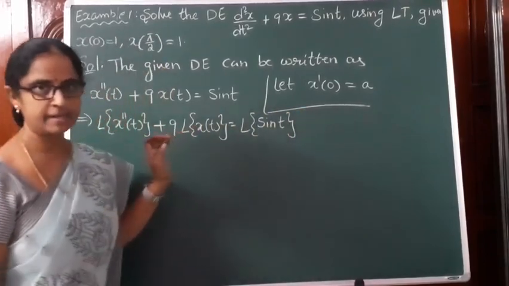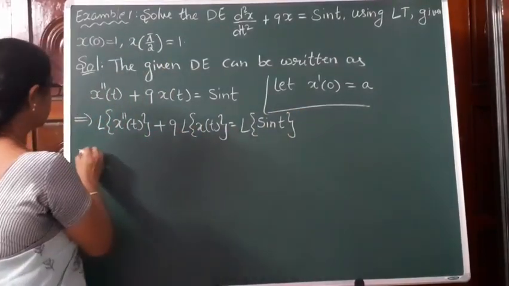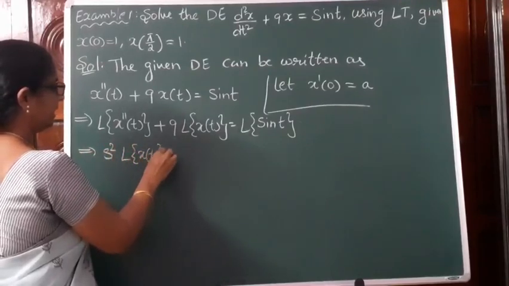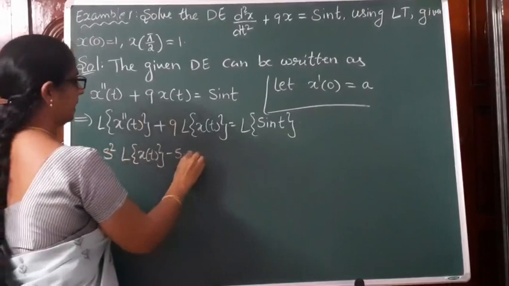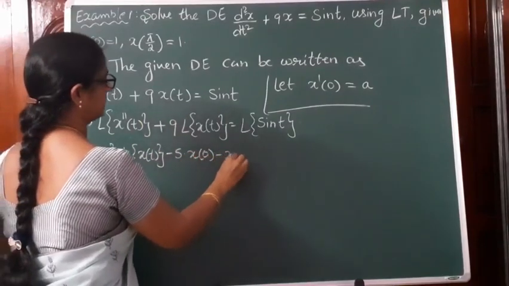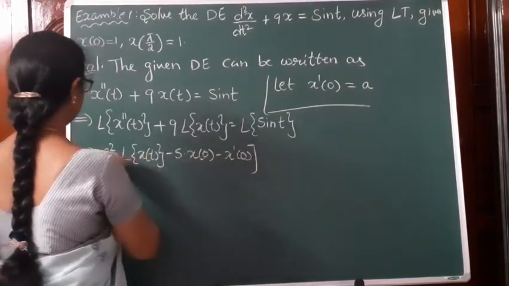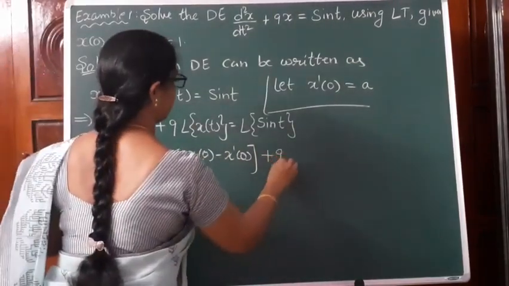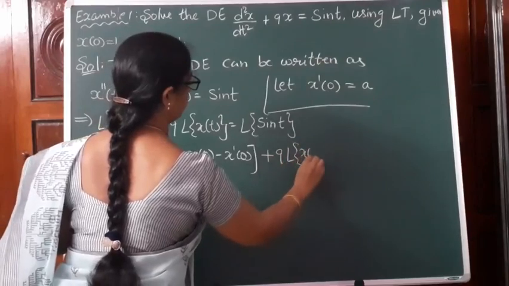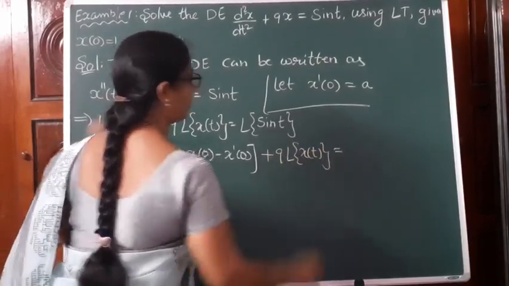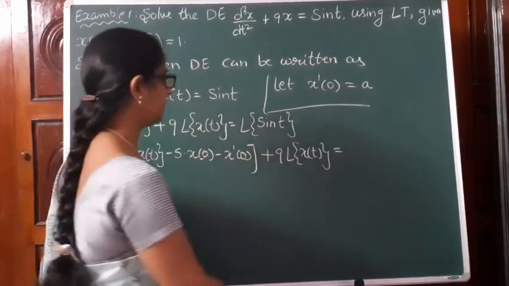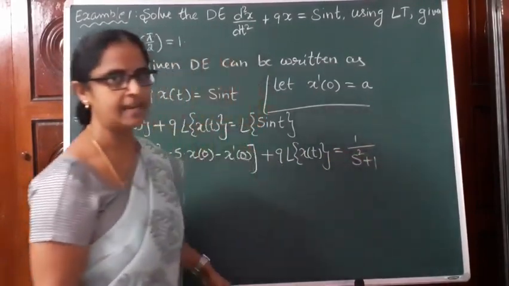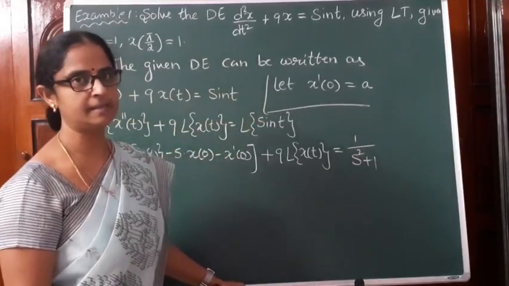What is L of x double dash of t? It is s square into L of x of t minus s into x of 0 minus x dash of 0. This is L of x double dash of t. And we have here 9 into L of x of t is equal to L of sin t. What is L of sin t? It is 1 by s square plus 1, because L of sin at is a by s square plus a square.